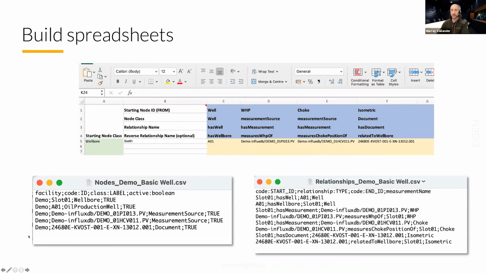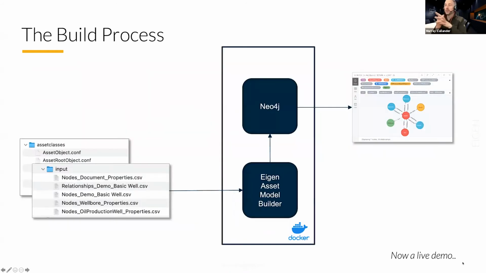So the way the build process works is it takes all these input files that we've made. So here I've got the list of the folder that's going to be used to make this. We've got a nodes and a relationships file. So the basic files you've just seen are the demo basic well, relationships and nodes. But I've also got some other files that list additional properties of each of those nodes. That lets me add additional things, like for the document, I could add a URL for it.